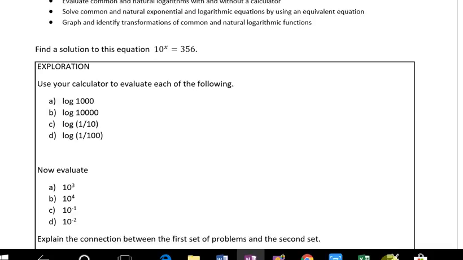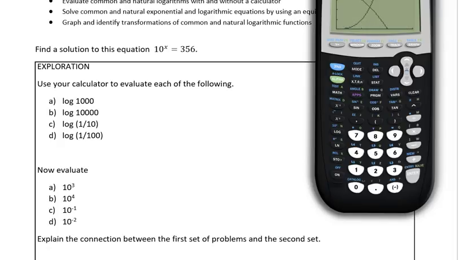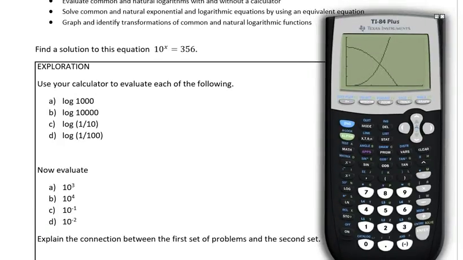Okay, so let's look at this. 10 to the x equals 356. One way we could solve it is by putting it into our calculator and letting the calculator do the work for us. So 10 to the x power in one, and then 356 in the other. We have to change our window. The window from 0 to 3 should be okay, but we need to go from a y min of 350 to a y max of 360. Let's graph that.